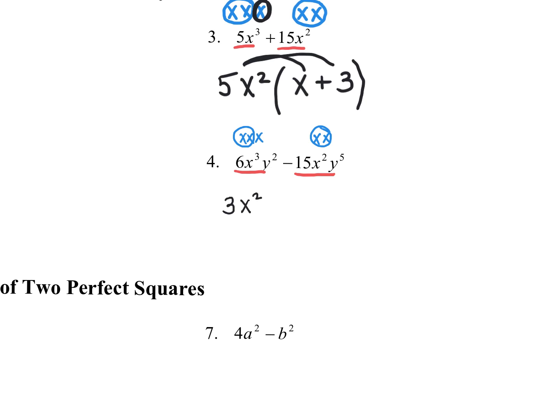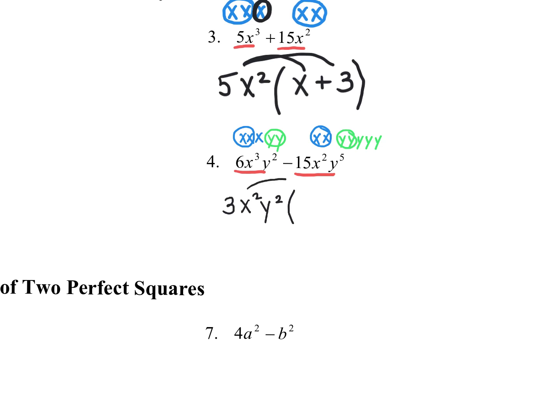Okay, and now let's check out the y's. I have 2 y's on the left, I have 5 on the right. So how many do they both have? At least 2. So I'll make this a y squared. So this is everything that's in common. So everything gets pulled out on the left outside the parentheses.